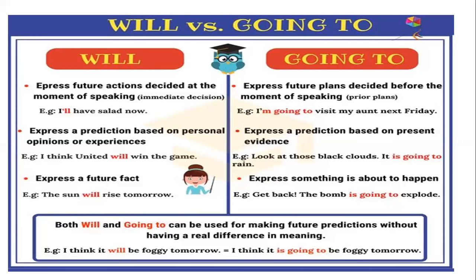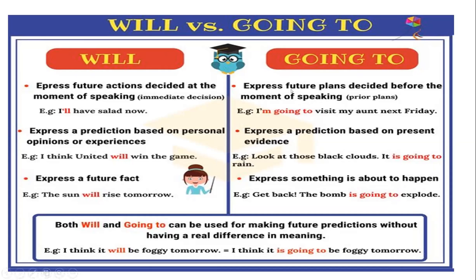Okay, so then when we use future with will, we express a prediction based on personal opinion or experiences. For example, I think United will win the game. Let's imagine that we are watching a soccer match, and then you are predicting according to the performance of each team. You say, I think United will win the game. Or to express a future fact, the sun will rise tomorrow. Yes, it's a fact, it will happen, right?